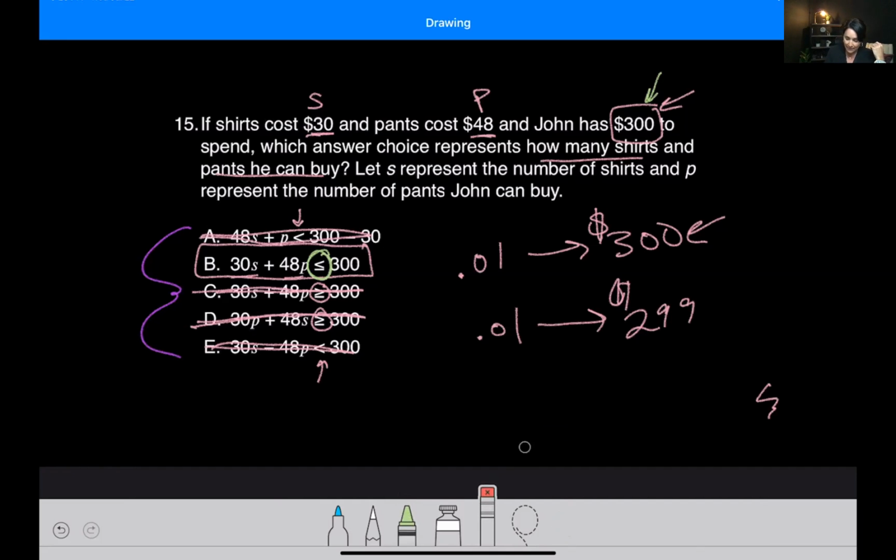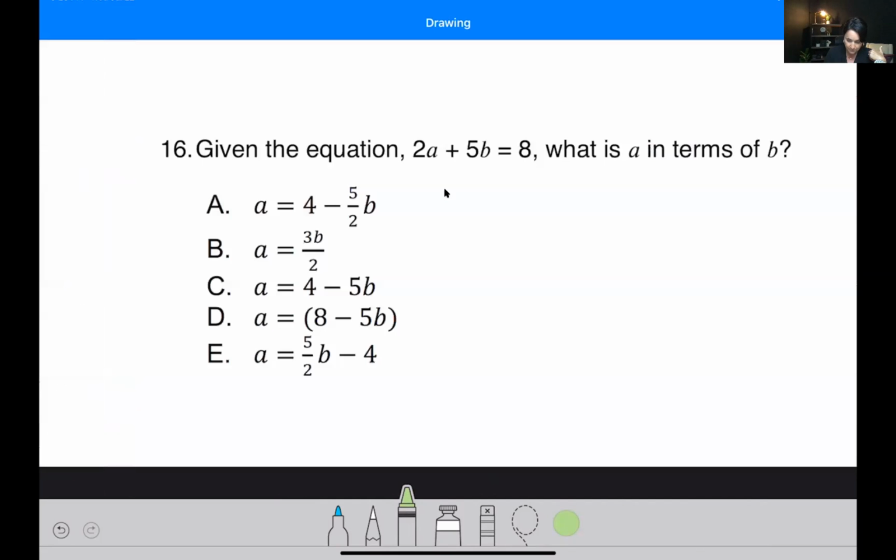So that's where the greater than or equal to would come in. But in this case, we're looking at less than or equal to, and this would be just less than, this would be less than or equal to. This is the one we want here. All right. Hopefully that helps you when you get to those.